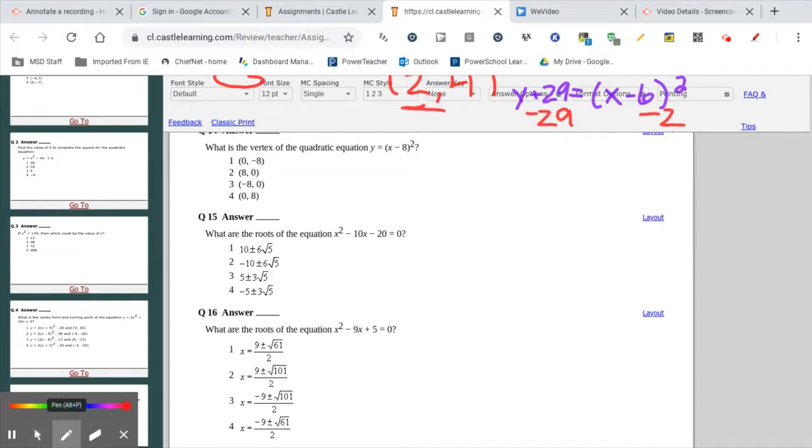Number 14, what is the vertex? So again, opposite of what's inside the parentheses, which would be positive 8. And since there's no plus or minus on the outside, the only possible value would be 0.